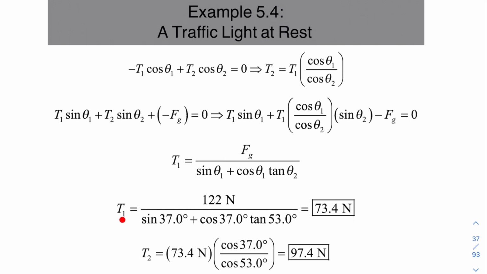Once you've done with T1, you may use either this equation or this equation again to figure out T2. For this example we use this equation. Substitute this value into this equation. You will get T2 equivalent to 97.4 Newton. So, does it exceed 100 Newton? No. So it will remain stationary there. It won't break. So it is safe.